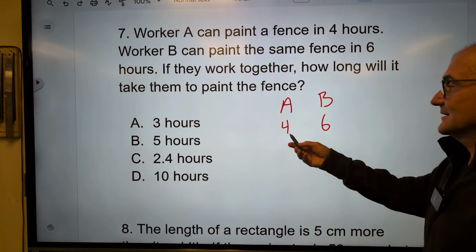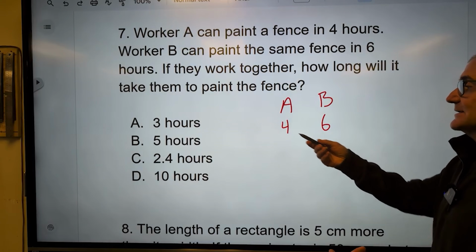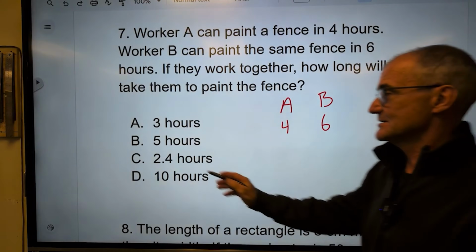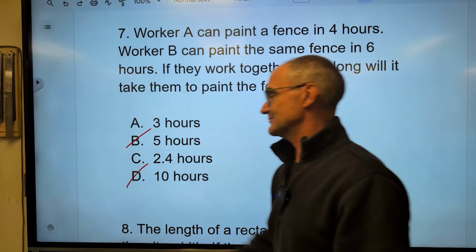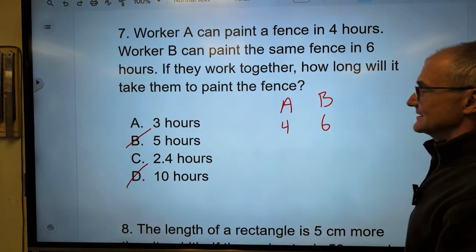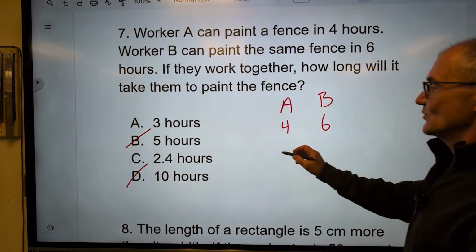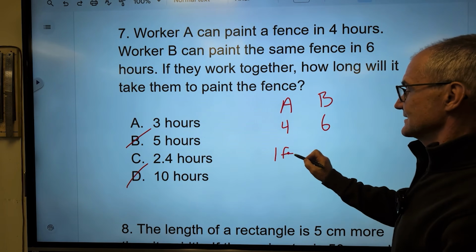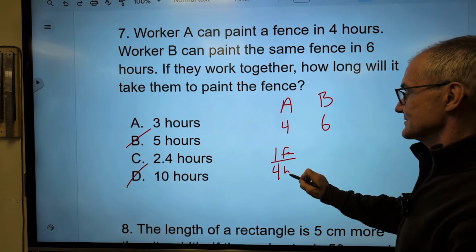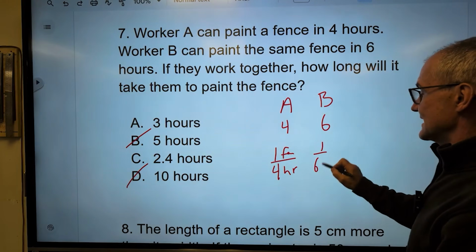Well, if he's by himself, he does it in 4. So if he has help, it has to be less than 4. So I know it can't be that one or that one. So now if I had to guess, I'd have a 50% chance of getting it right. But let's think of it as he does one fence in 4 hours. He does one fence in 6 hours.